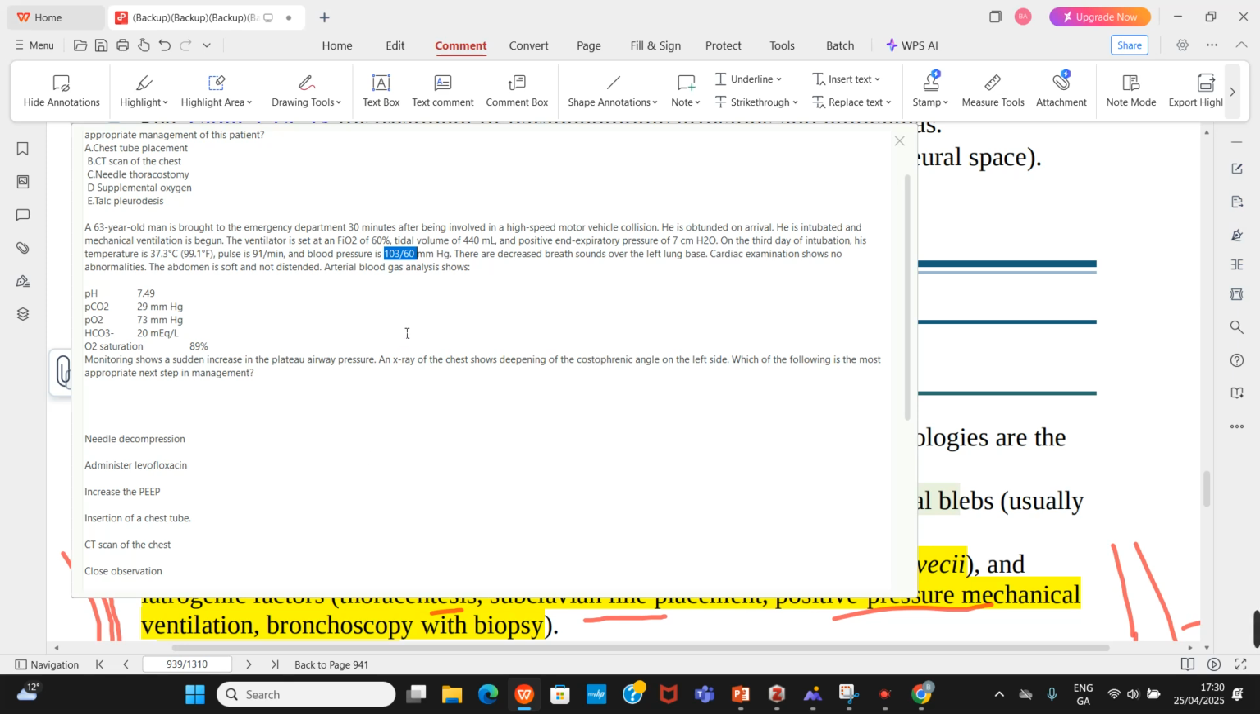The whole alveoli will start collapsing. So what is this patient having? That's just what I'm trying to figure out. Let us look at everything about the mechanical ventilator. They told us that there's a sudden increase in plateau pressure. We have done this yesterday. Plateau pressure increased suddenly. X-ray is showing deepening of the costophrenic angle. There's reduced breath sound.